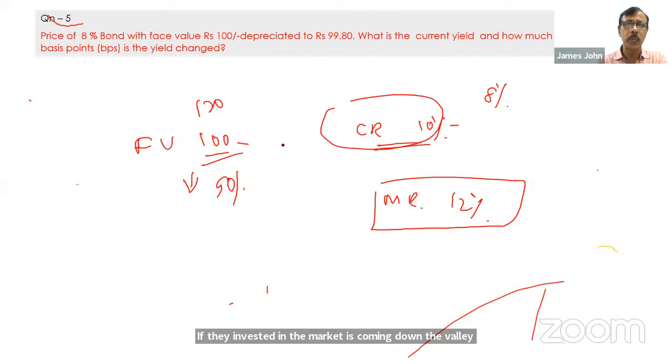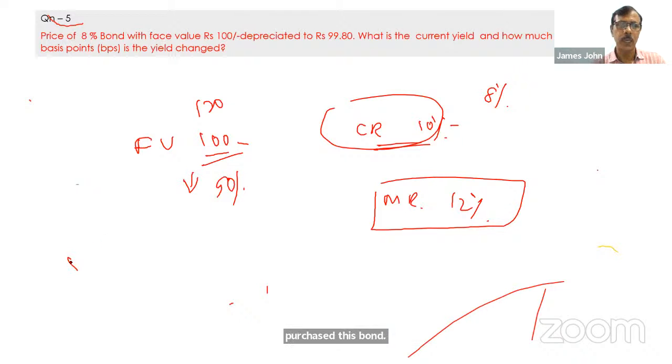And what is the duration? Duration means, suppose a person has purchased this bond and its maturity period is 5 years. What is the holding period for which he is not affected by the fluctuation in the market rate? That is called duration. It may be below the maturity period. It may be 2.5 years or 3 years or 3.5 years.